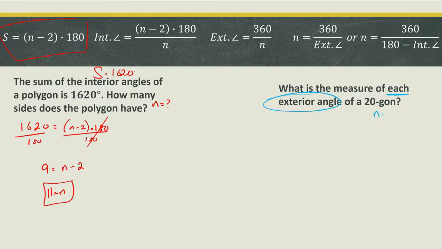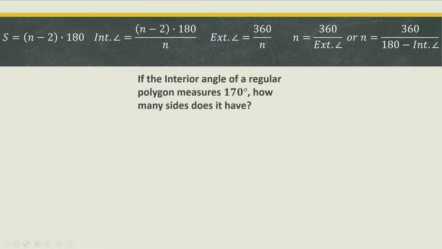So moving on to the second question, it says, what is the measure of each exterior angle of a 20-gon? So n is equal to 20. Since we're looking for the exterior angle, only one, we're going to go ahead and use this equation here. So we have the exterior angle is equal to 360 divided by n, which in this case is 20. And so we get that each exterior angle is equal to, so 360 divided by 20 gives us 18, so 18 degrees.